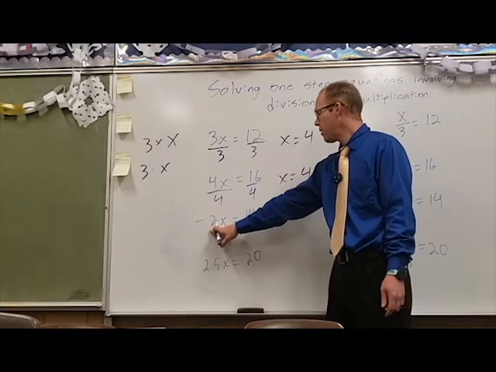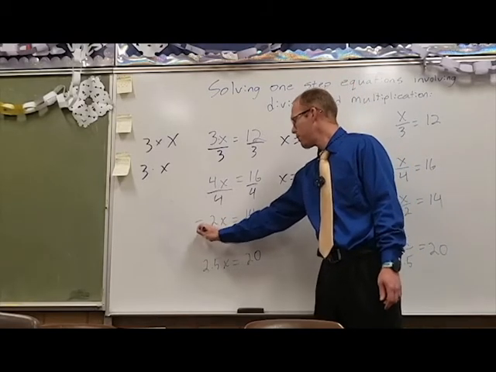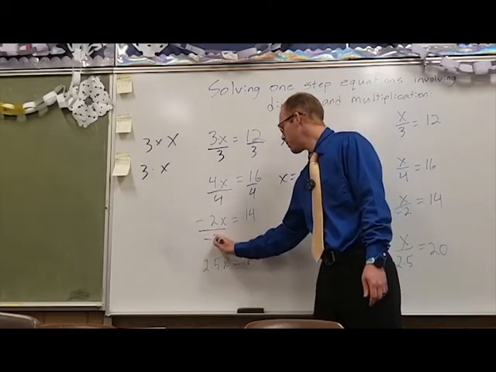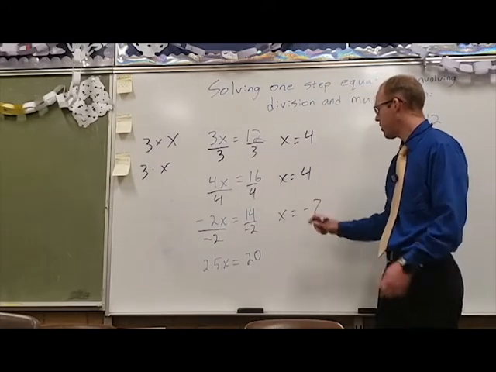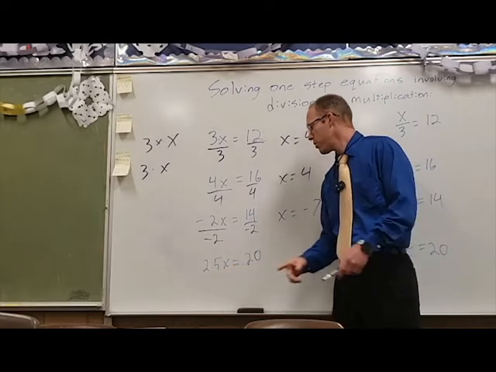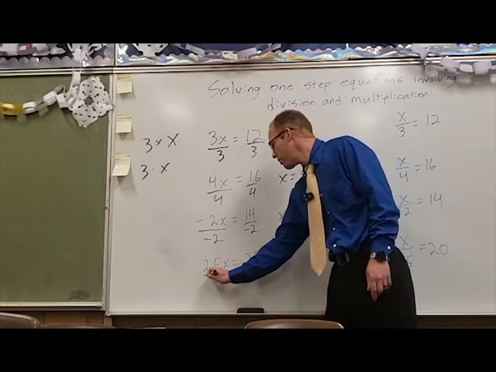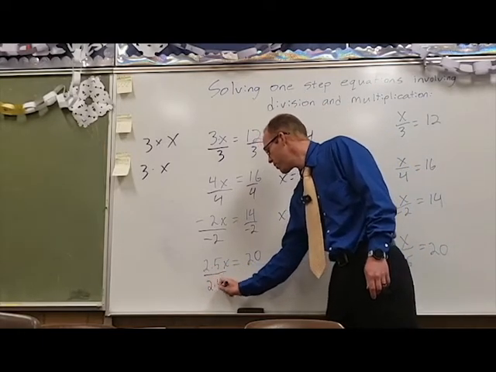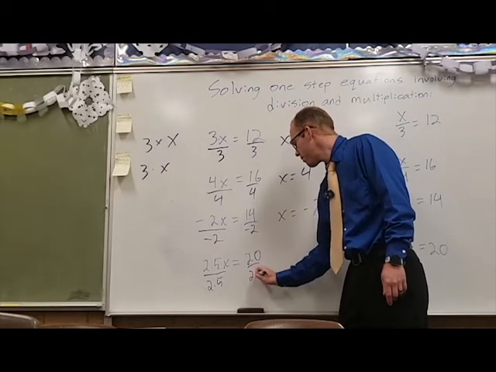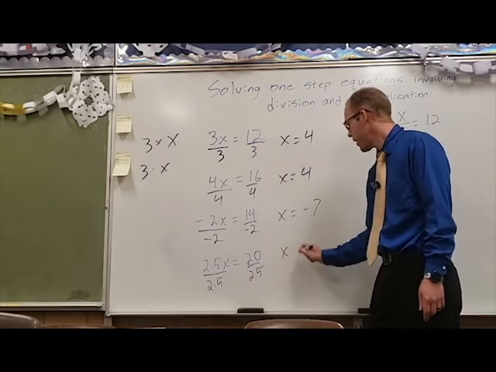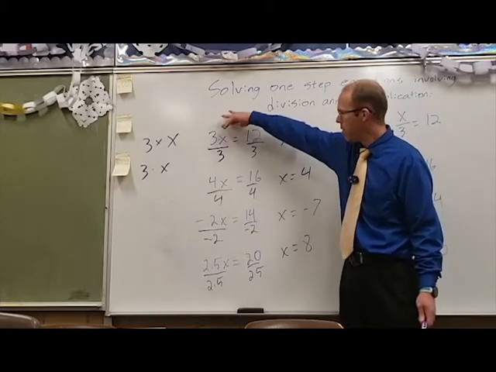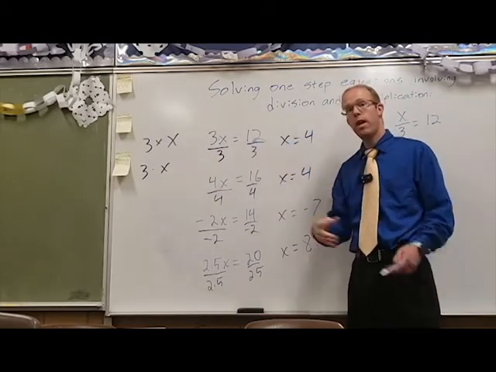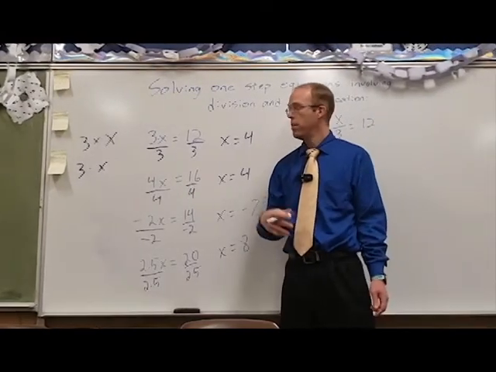It works with negative numbers. If we're multiplying by a -2, we can divide by a -2. That would give us x equals -7. It works with decimals. If I multiply by 2.5, we can divide by 2.5. And that would give us x equals 8. So any number, if you ever are multiplying and want to undo that, you can undo that using division.